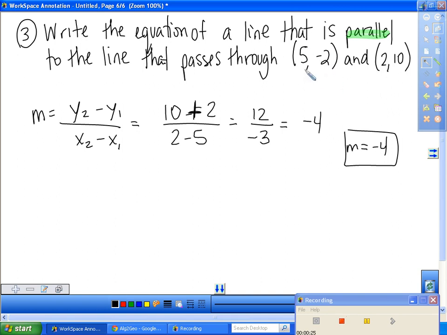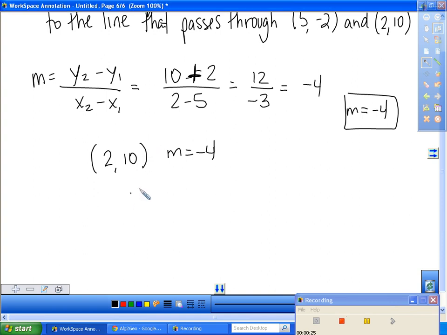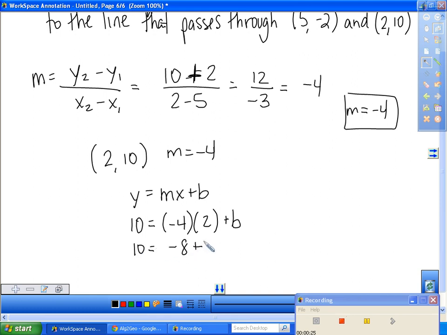So if you want to pick the one with lower numbers, pick that. If you want to pick the point with positive numbers, pick that. I am personally going to pick the positive numbers. So I'm going to use (2, 10) with a slope of -4. Now we have almost the exact same thing as problem 1, where I substitute everything into my slope-intercept form. My y is 10, my m is -4, my x is 2, and I'm looking for my y-intercept, or my b. When I simplify, I get 10 equals -8 plus b.